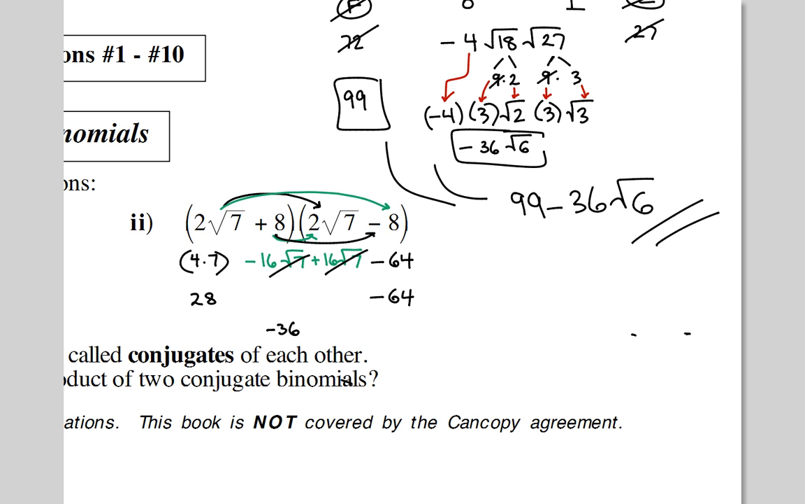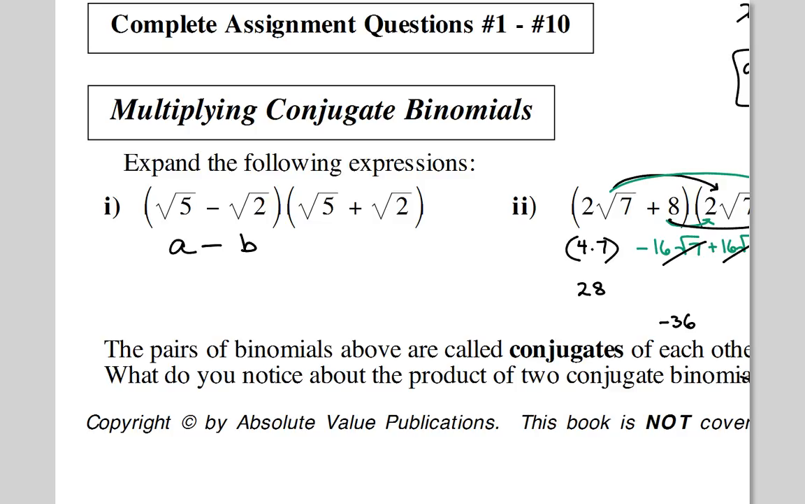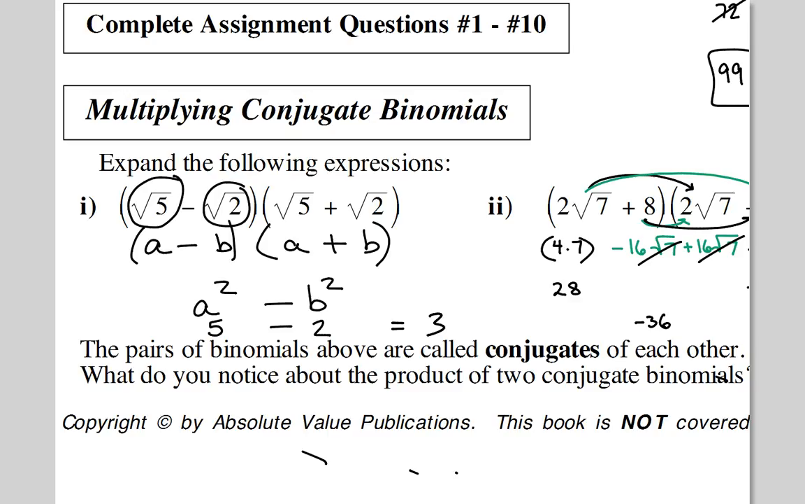Anyways, do you guys want to do that one more time with this one? So what's the shortcut? Just use the difference of squares, right? This is a minus b, and this is a plus b. So we know that this will always equal the difference of two squares. So I just need to square this, I get 5, and I need to square this, and I get 2. And I just subtract them. 5 minus 2 is 3.